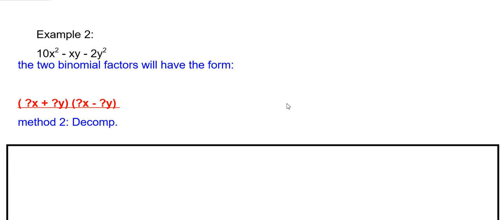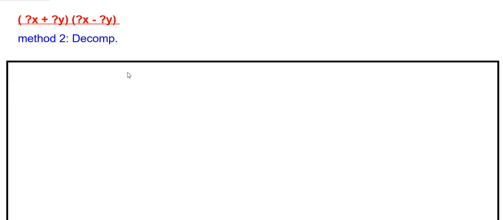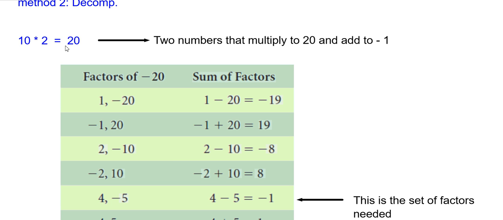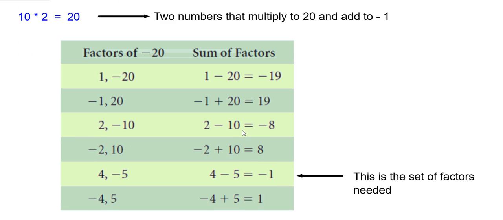Example number 2, we're going to use the decomp method, but let's take a look at what the question is. 10x squared minus xy minus 2y squared. Because I have a negative third term, I'm going to have a bracket that is positive and a bracket with a subtraction sign because of this negative here. Using the decomp method, we're going to find two numbers that multiply to 10 times negative 2, which is negative 20, but add to negative 1.